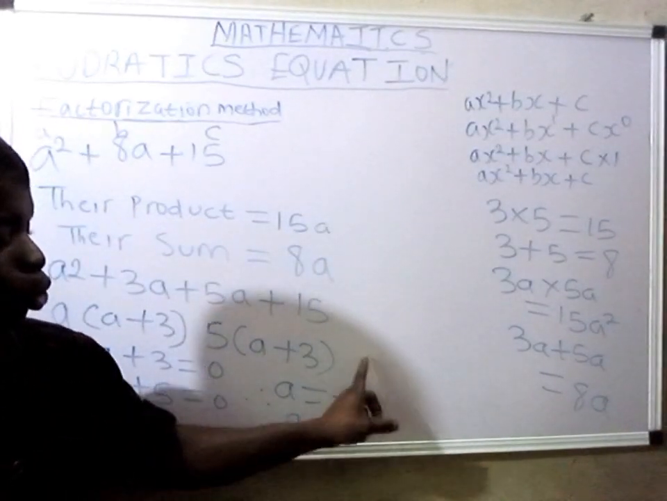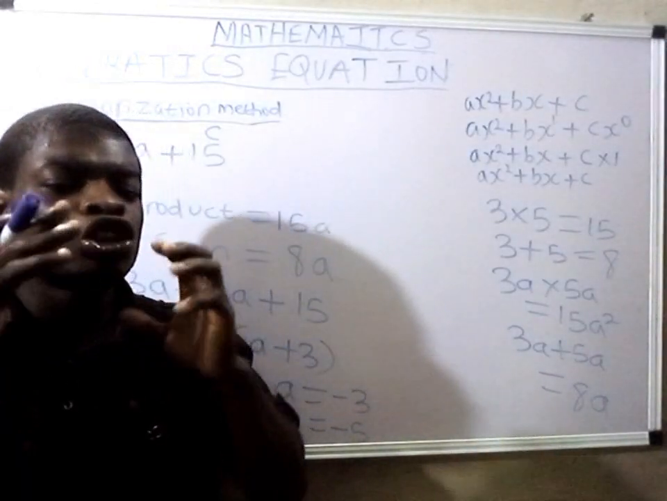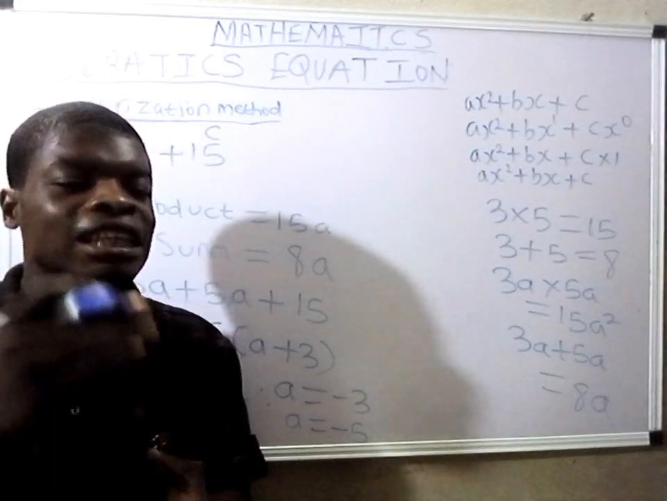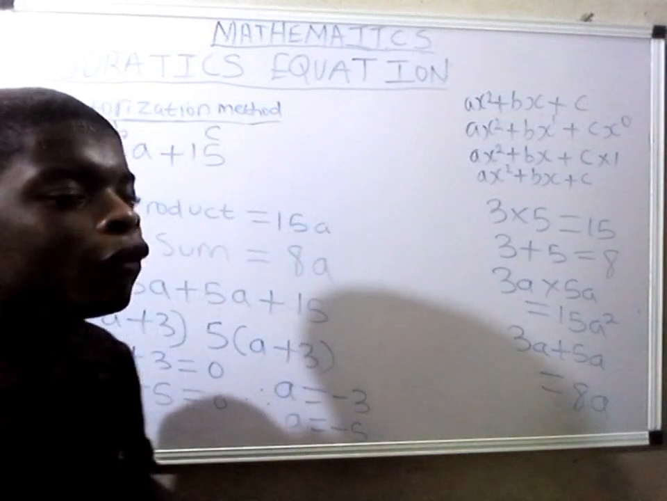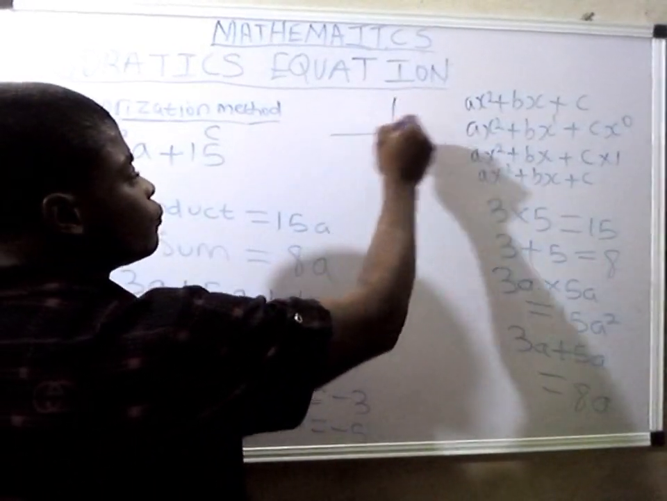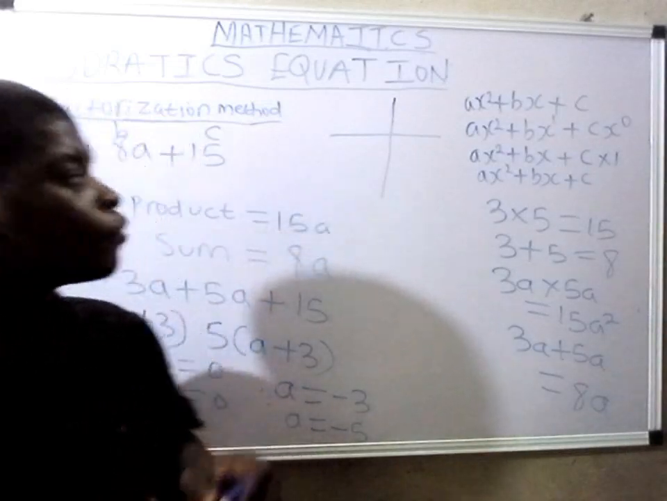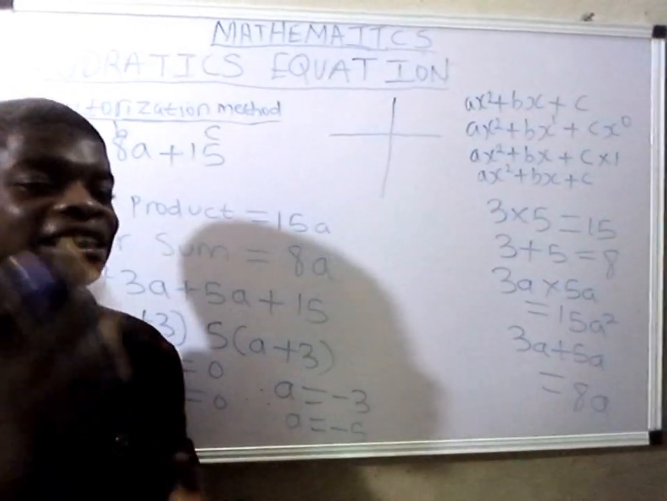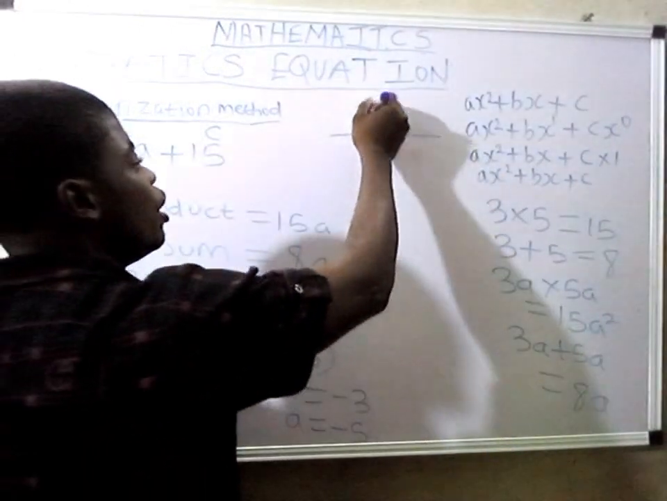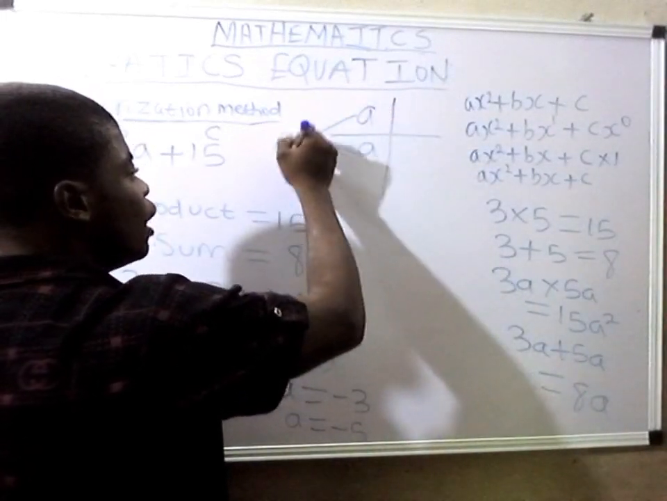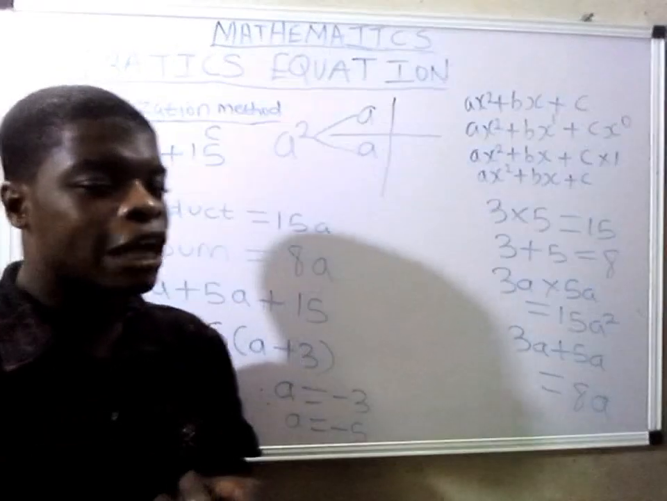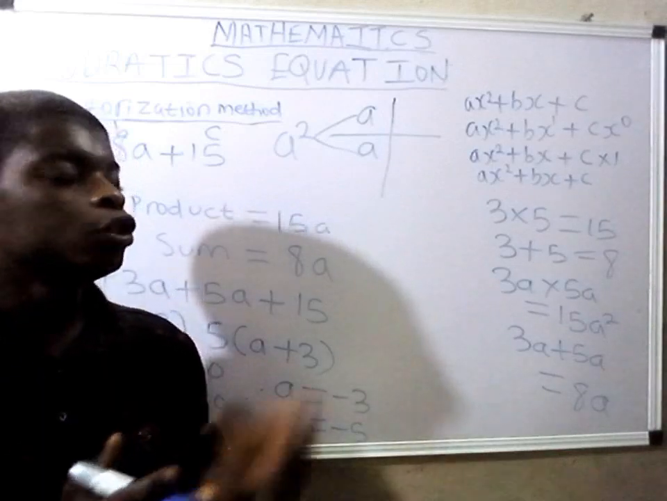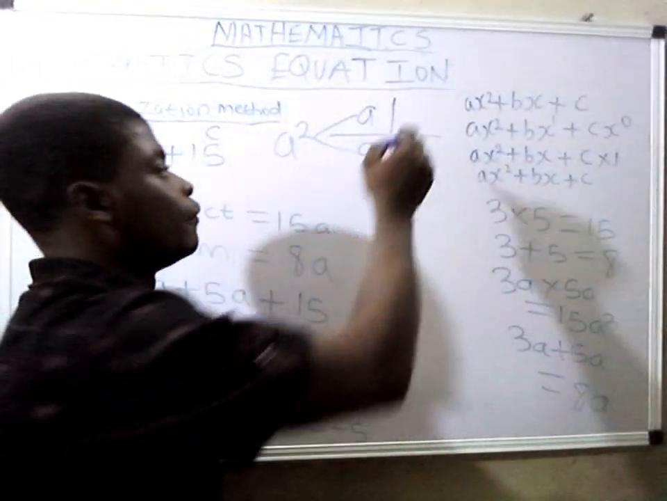So this is the answer to this question, but let me give you a shortcut you can use to solve if you are writing an examination with time limit. First of all, you draw a cross sign. The next step, you take this a, because this a square can be gotten by a times a, which will give you a square. Then you put your value a here, you multiply it, you get a square. The next step, you go back to c, which is 15. Look for two numbers that you multiply to get 15, which is 3 and 5.